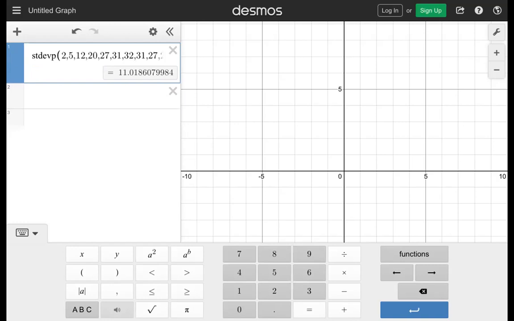Okay, there's 2 different standard deviations on Desmos there. That's the number that Maddie gave me, 11.018, right? So the difference between those two on Desmos is that standard deviation, STDEVP, is for a population. That other one is for a sample. We use the population one. So this is probably the one you're going to want to use.